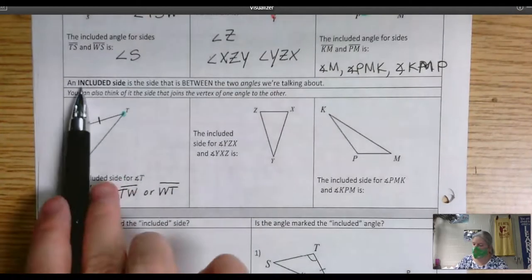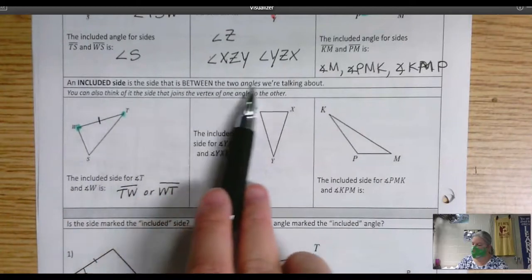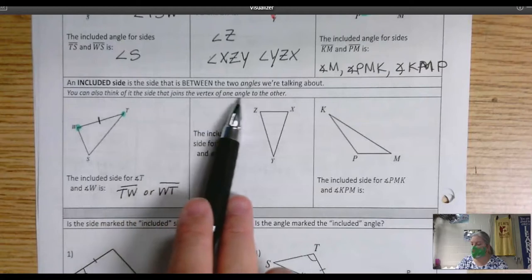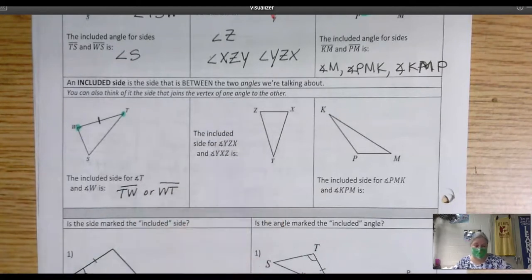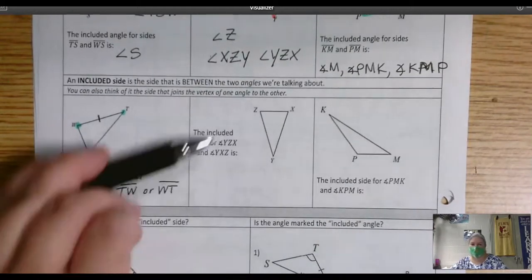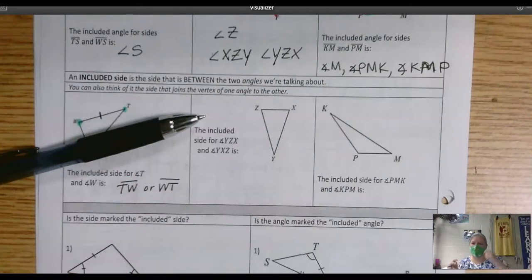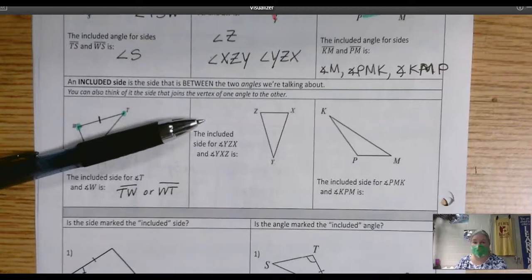And let's go ahead and read this. It says the included side is the side that is between the two angles we're talking about. You can also think of it as the side that joins the vertex of one angle to the other. That's kind of what I'm showing you here. So on this one, it says the included side for angle YZX and YXZ. I wanted to use three-letter angle names here on purpose because you have to think about those a little bit more, and sometimes that's what you will be given.